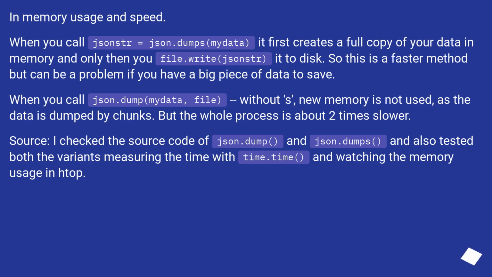In memory usage and speed. When you call json_str = json.dumps(metadata), it first creates a full copy of your data in memory and only then you file.write(json_str) it to disk. So this is a faster method but can be a problem if you have a big piece of data to save. When you call json.dump(metadata, file), without the s, no new memory is used, as the data is dumped in chunks. But the whole process is about 2 times slower. Source: I checked the source code of json.dump and json.dumps and also tested both variants, measuring the time with time.time and watching the memory usage in top.